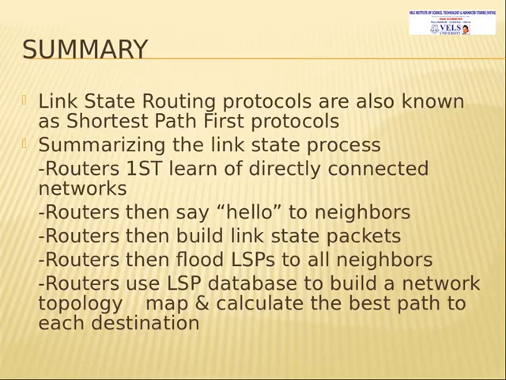Next is summarizing the link state process. The router first learns the directly connected networks, then it says hello to the neighbors, and then it builds the LSP. Then it floods the LSP to all neighbors, and lastly the routers use the LSP database to build the network topology map and calculate the best path to reach the destination. Compared with distance vector, link state is the better one, but it needs more bandwidth in the initial phase only. Thank you.